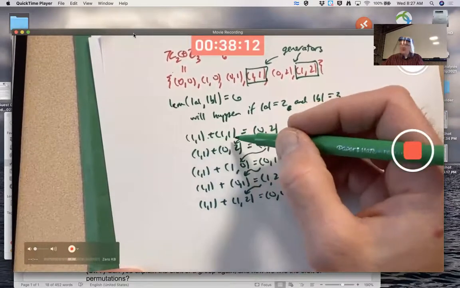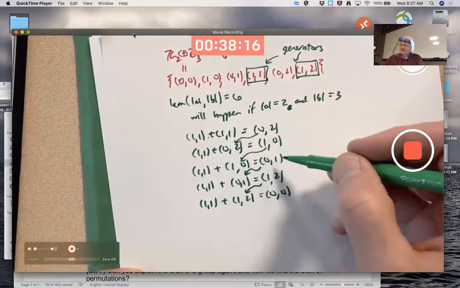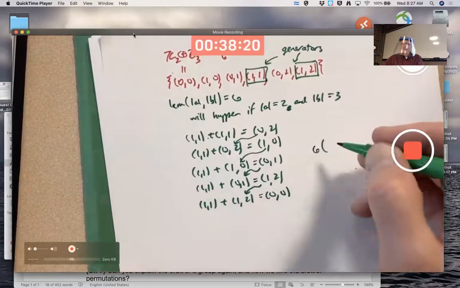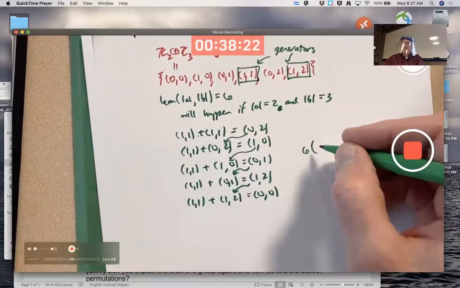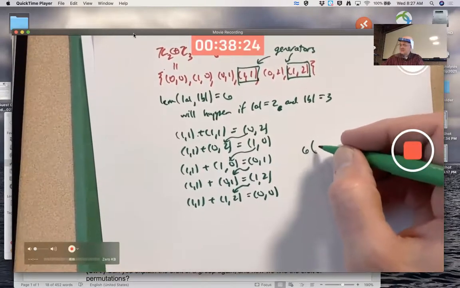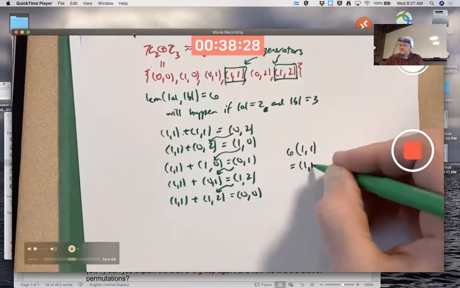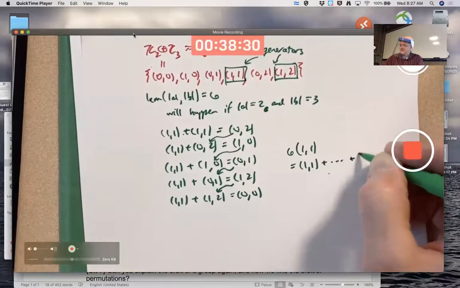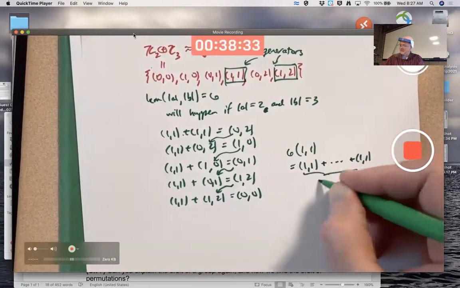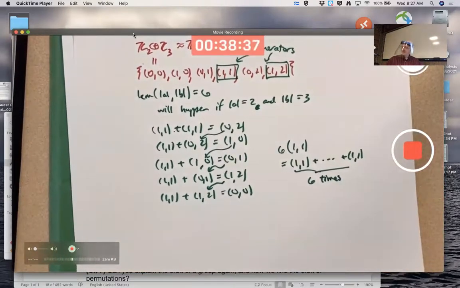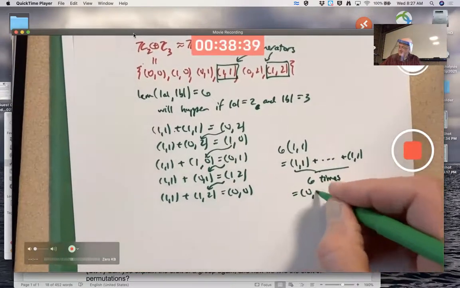Multiplying it by 2 here, essentially. Multiplying it by 3 to get this, then 4, then 5, then 6. When I say multiply, I mean, because the group operation is addition, when I write this, it really means 1, 1 added to itself 6 times. And that does equal 0, 0.